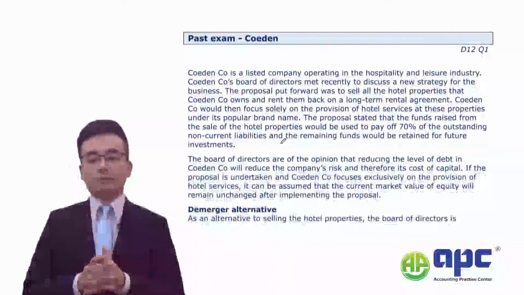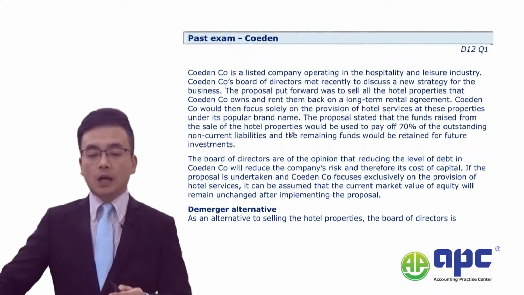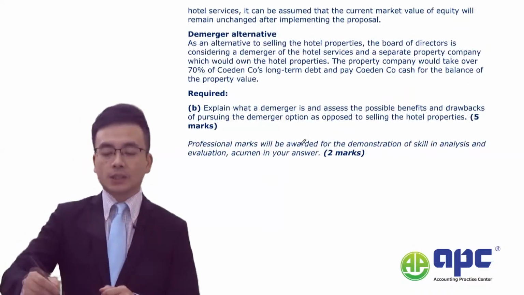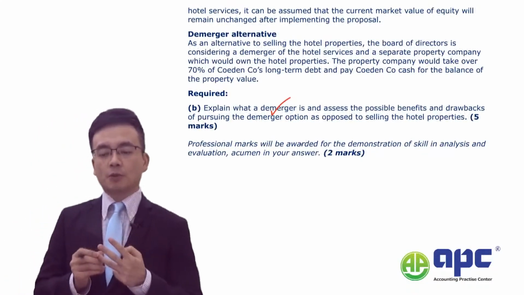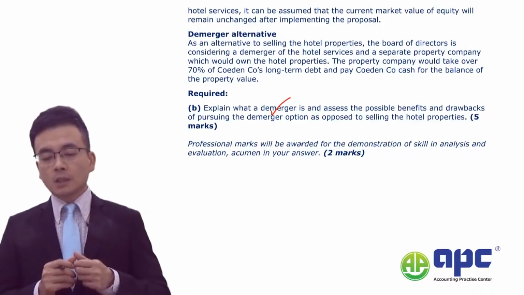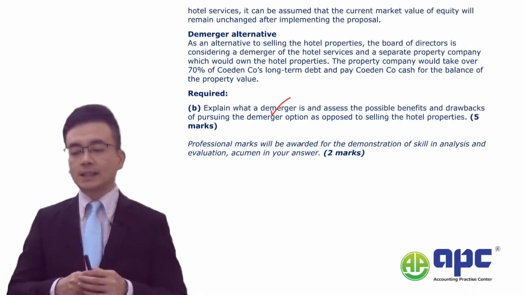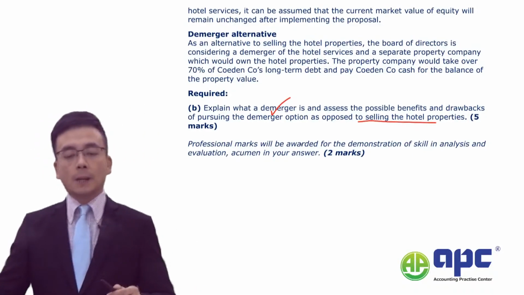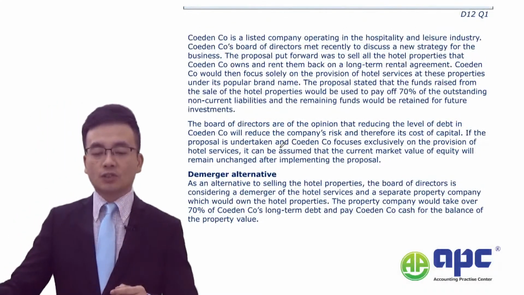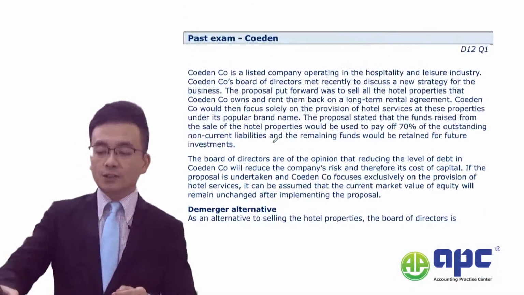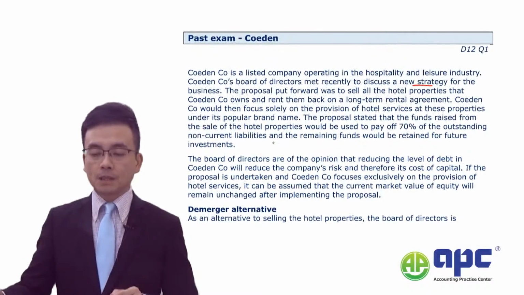The next question, okay, on the next page, is called Code & Company. Now we are required to explain what a demerger is, that we can talk about three forms: spin-off, carve-out, and extreme form of demerger. Assess possible benefit and drawback, okay, opposed to selling the hotel properties. Now, we're told that the company is the listed company operating in hospitality and leisure industry, and the board recently discussing a new strategy put forward to sell the properties and rent them back.